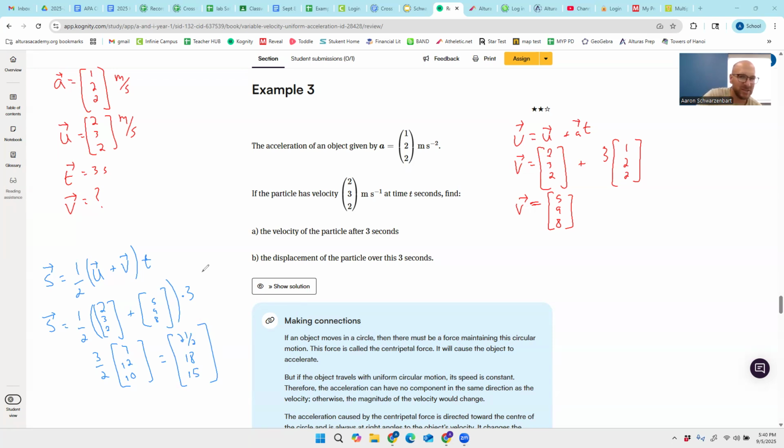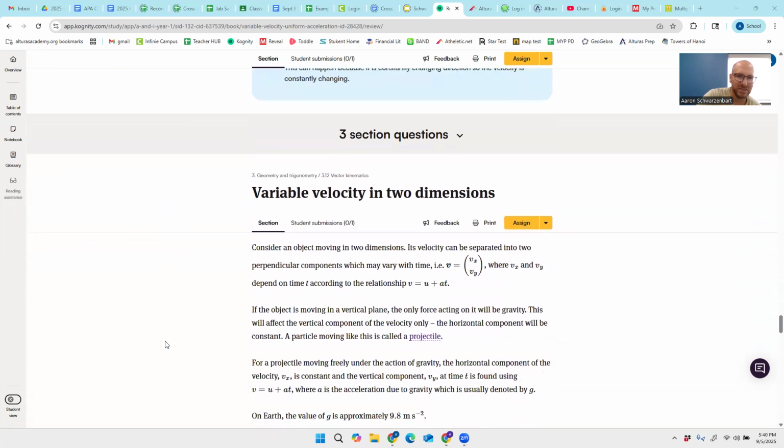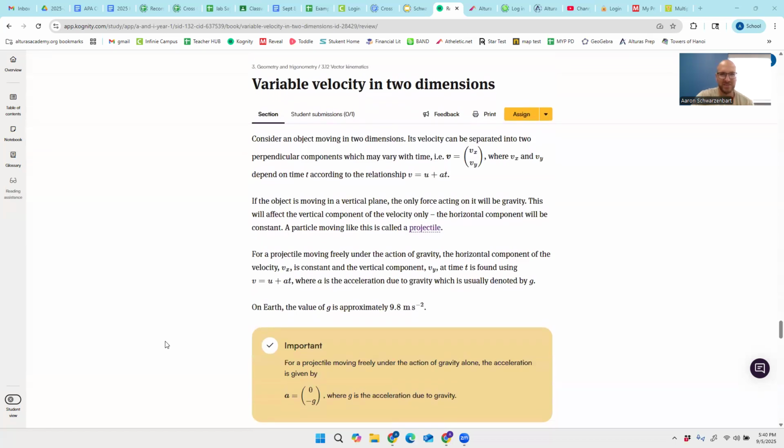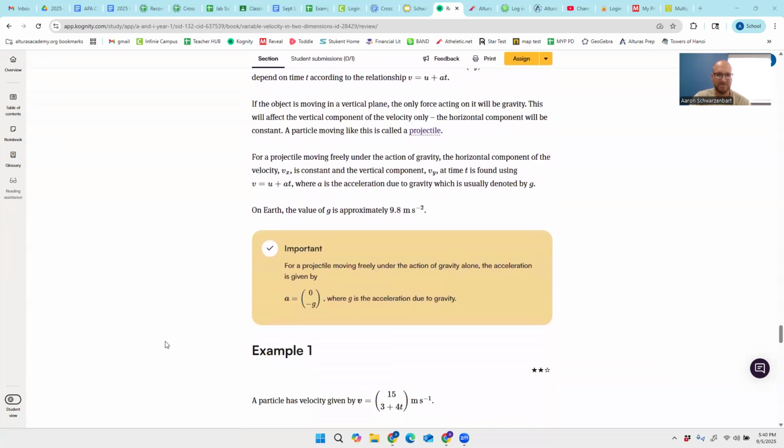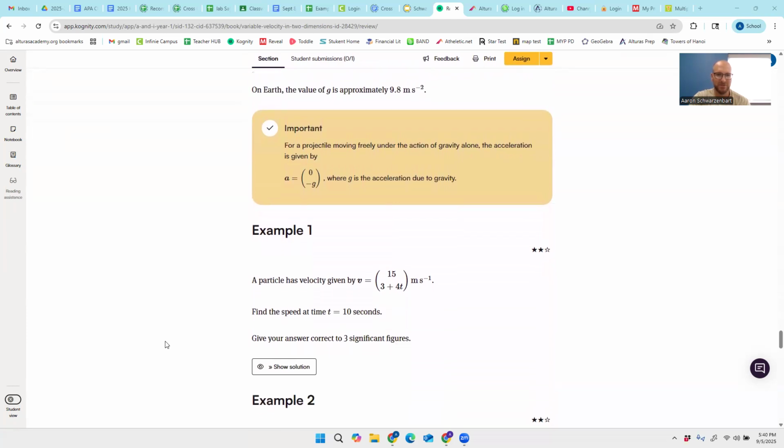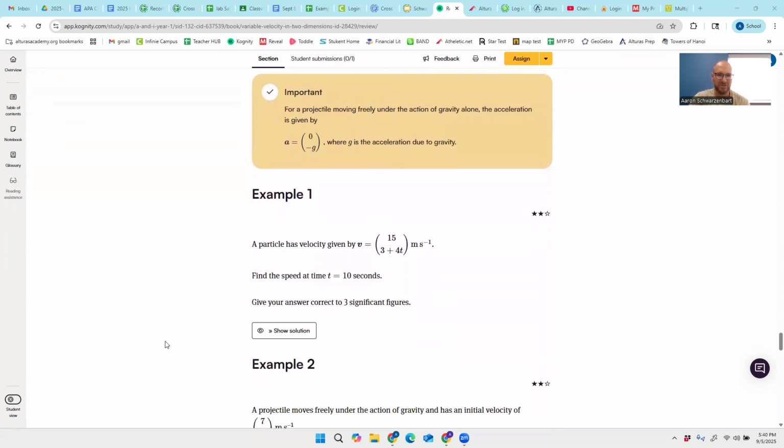Now it's time to head to the next section. 3.13, variable velocities in two dimensions. So ultimately, we're going to get here into projectile motion. A particle has a velocity given by (15, 3 plus 4t) meters per second. Find the speed given t equals 10 seconds.